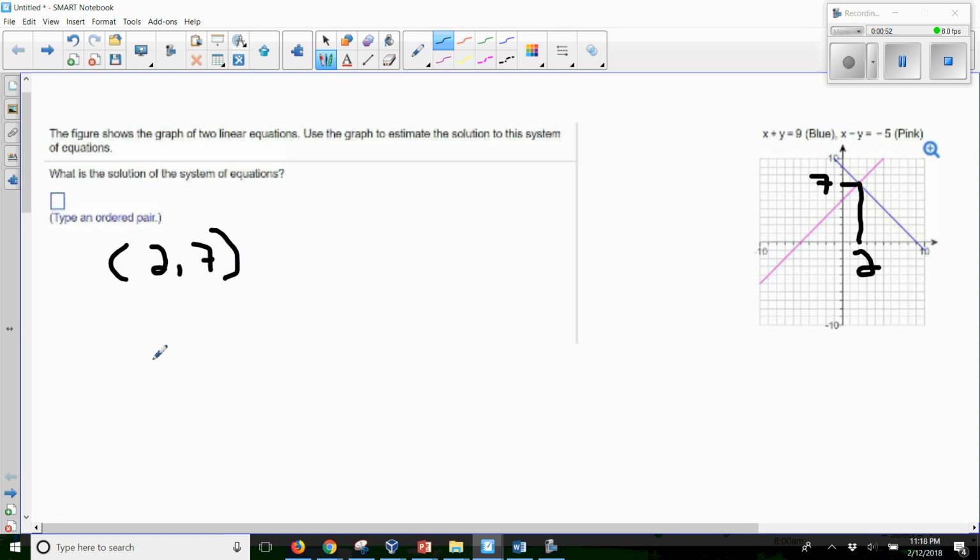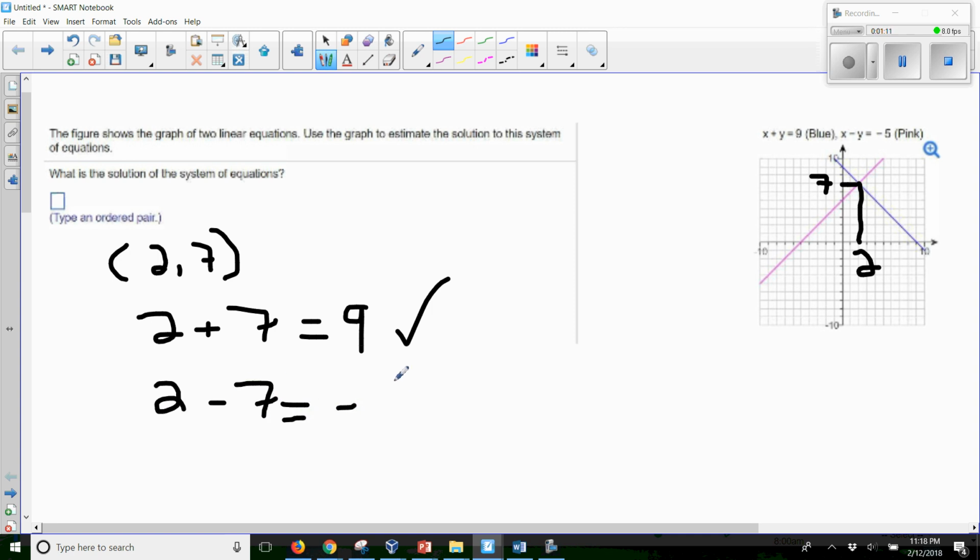So here, in our first equation, we have x plus y equals 9. We can see that 2 plus 7 does equal 9, so that checks out. And then here we have x minus y equals -5. So that would be 2 minus 7 equals -5. We see that also checks out. So this is our solution to the system of equations.